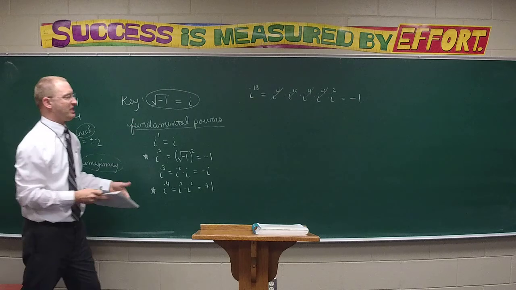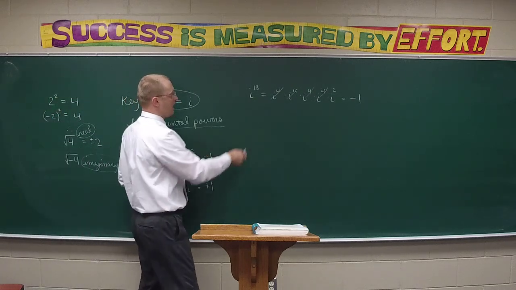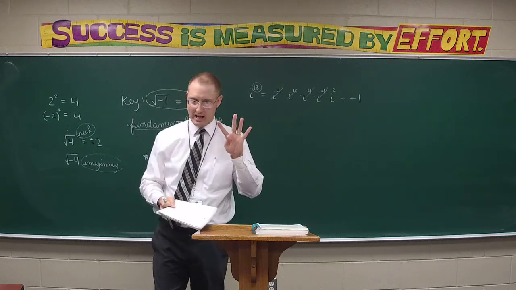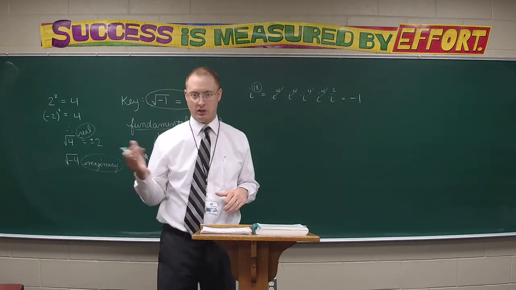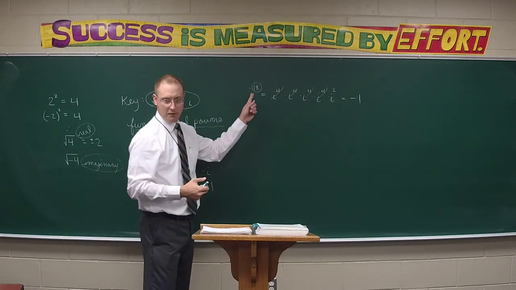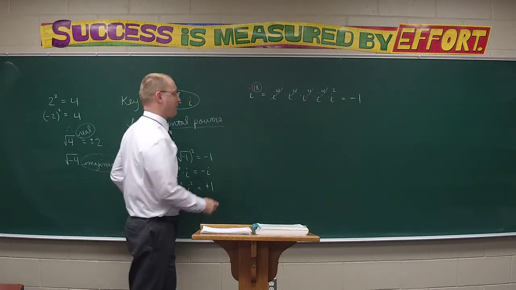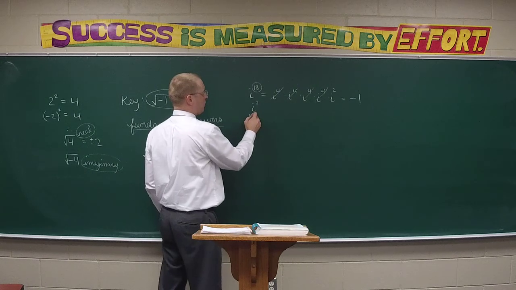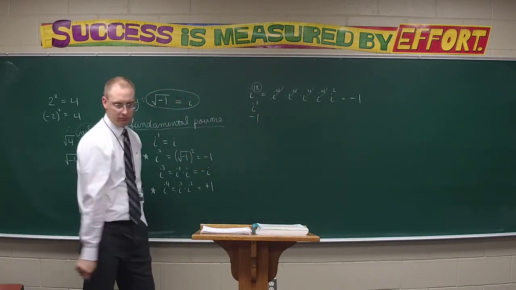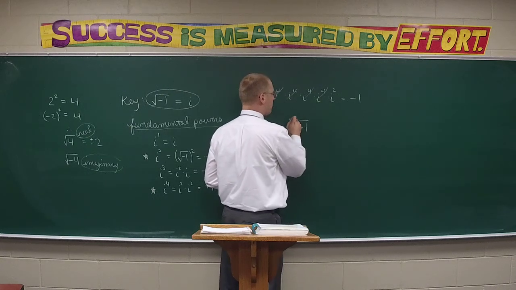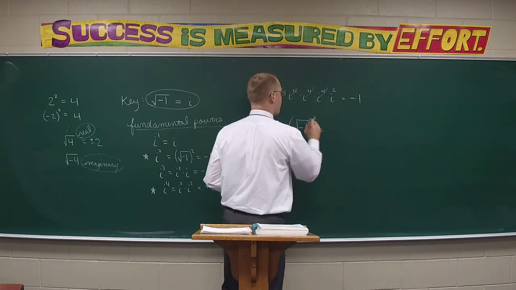Bigger powers become these. Now here's the practical way to think of this. i to the 18th. What is the biggest multiple of 4 in 18? 16. Knock out 16 of those i's. That's literally what we did right here. We knocked out 16 i's. How many i's do we have left? Two, and that equals negative 1. And we're done.